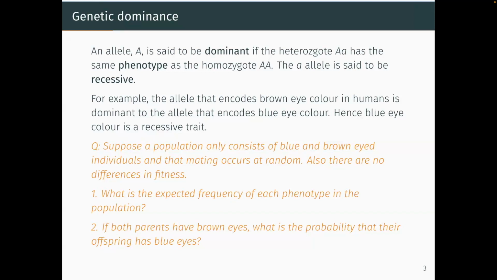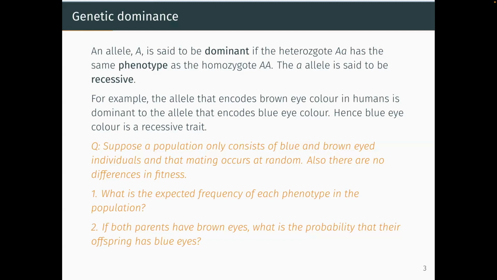It's also usually interactions with the environment as well, but we're going to simplify that and just focus on the genetic effects here. So there will be an allele that encodes for certain traits, and that's the genotype. But then the actual phenotype is what is expressed, what you see, if you like, what an organism expresses to the environment. So an allele big A is said to be dominant if the heterozygote containing both of these alleles has the same phenotype as the homozygote with the dominant allele. And then the little a allele is therefore said to be recessive.